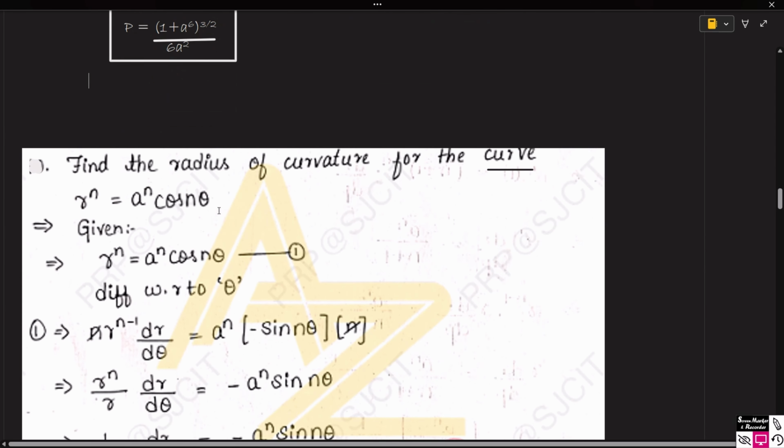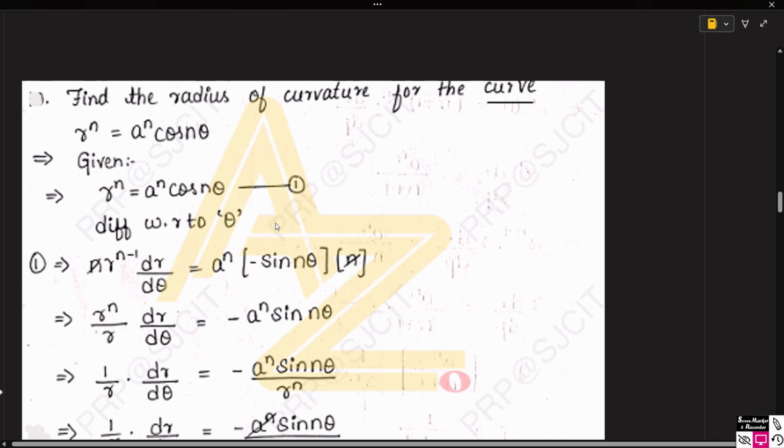Okay, so moving on to the next question: find the radius of curvature of the curve r raised to n equal to a raised to n cos n theta. Here there is a problem, they have not given the point, so there is a different approach to this problem.